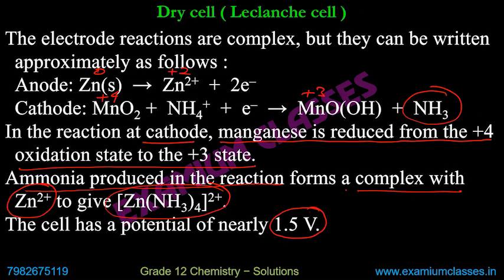Now write in the chat box, what is the potential EMF of Daniel cell? Okay, good, Shashwat, yes. I think in the first class we have discussed about it when we talked about the galvanic cell, Daniel cell. For Daniel cell, the potential is approximately 1.1 volt. For Leclanche cell, it is 1.5 volts.